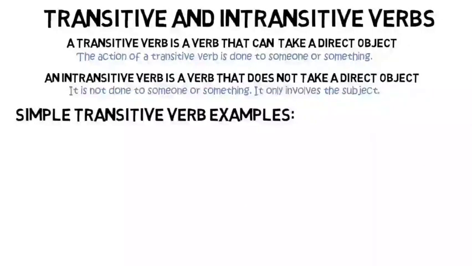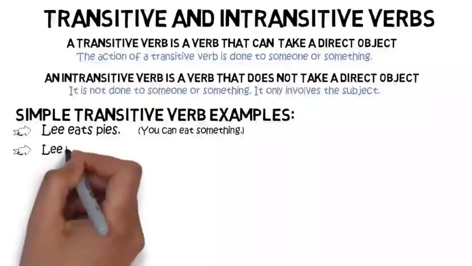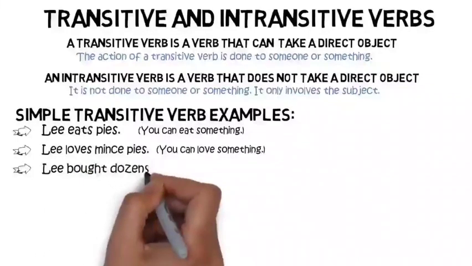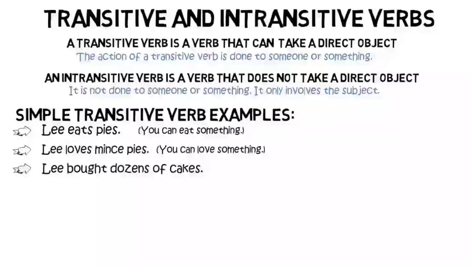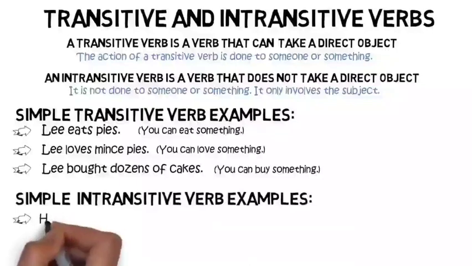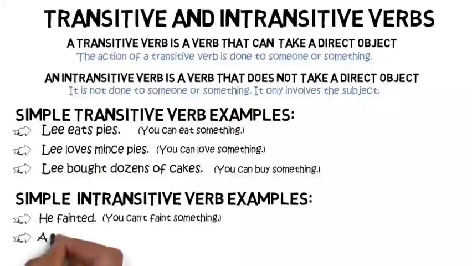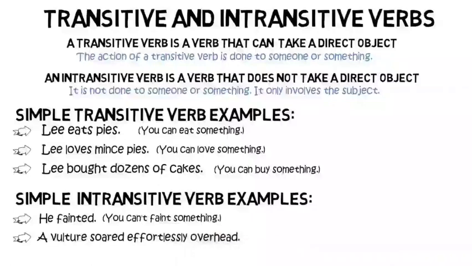It may involve the subject. So there will be an object in case of transitive. There will be no object in case of intransitive. Simple transitive verb example. Lee eats pies. Lee brought dozens of cakes. So in all these, what we can see in this transitive, eat pies, the object is available. And the next one, he fainted. He fainted, the object is not available.